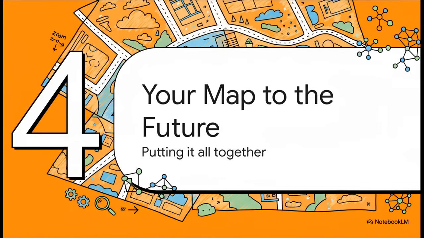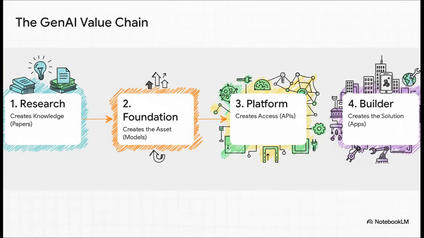Okay, let's zoom out. We've built our map, so let's take a look at the whole thing and see what it tells us about the future. So here you have it, the entire GenAI value chain, laid out in 4 simple steps. Research creates the knowledge, the foundation layer creates the asset, the model itself, the platform layer creates access to that asset, and finally, the builder layer creates the solution, the application. Now, anytime you hear about some new company or a new piece of tech, you can ask yourself, okay, where on the map does this live? And it'll all make sense.